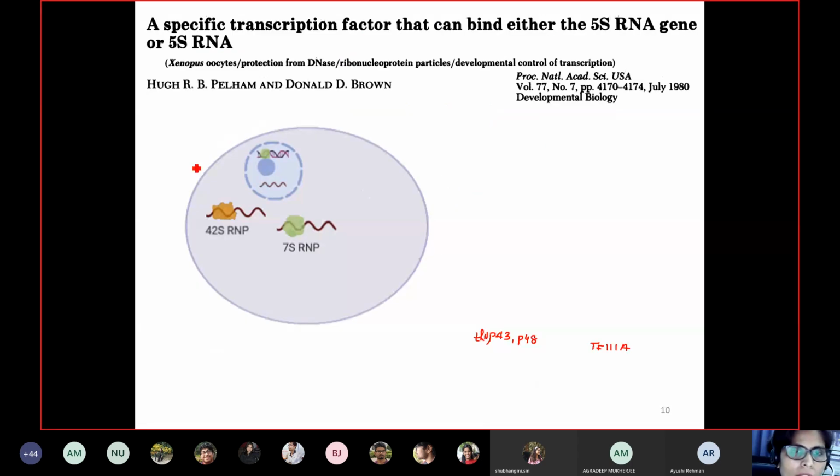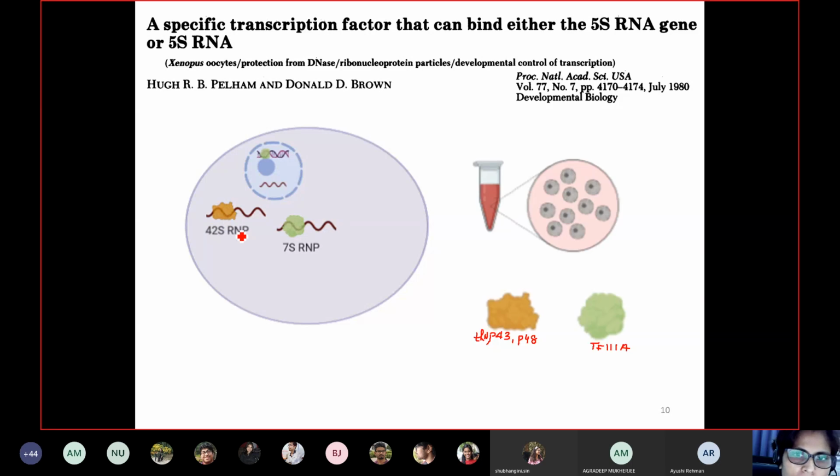First of all, when you have this kind of oocytes present, then you have several molecules of RNP complexes. Here, 42S RNP complex and 7S RNP complex. They actually isolated this complex, and I should tell you that they presume there are also some kind of proteins matching to around 45 kilodalton. So, for example, you have already seen that transcription factor is somewhere around 45 kilodalton or 40 kilodalton.